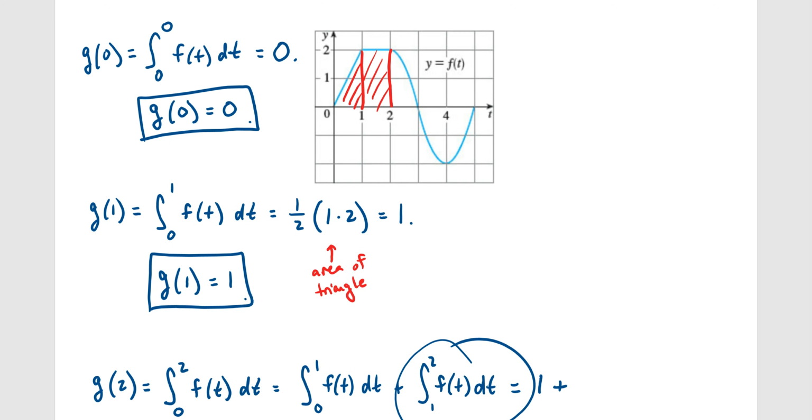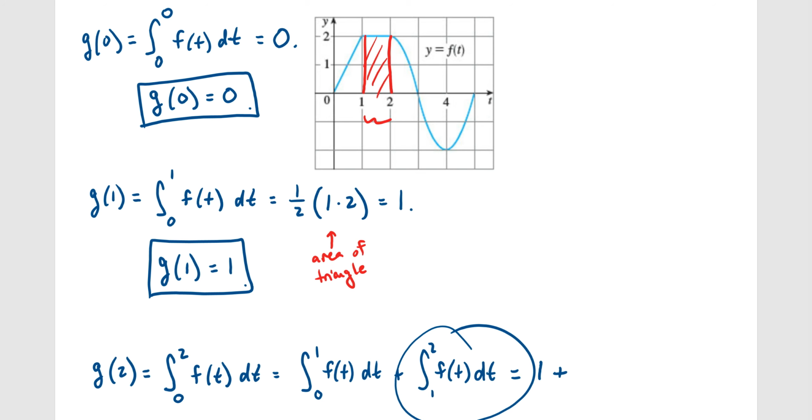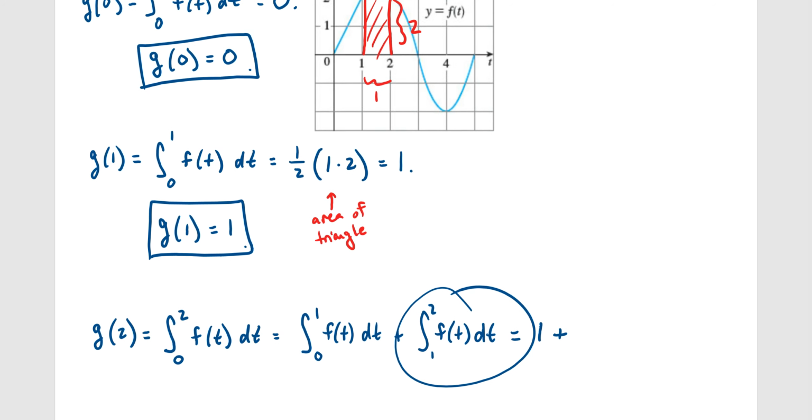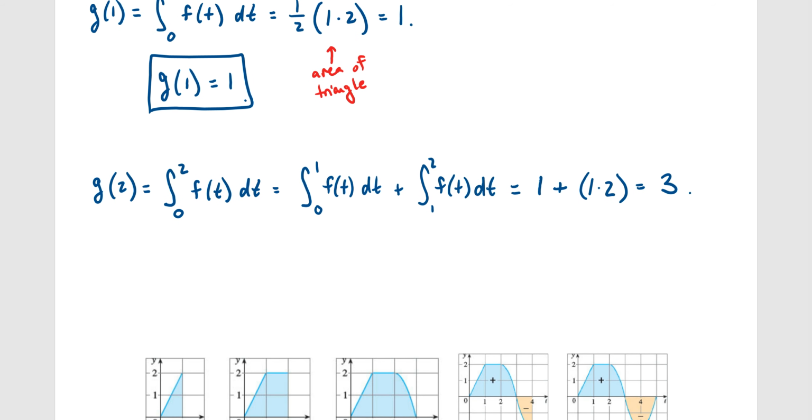That's just going to be the area of this rectangle here. So we know the area of a rectangle is just base times height. So the base is 1. The height is 2. So that's going to be 2 times 1, or 1 times 2. And that gives us 1 plus 2, so 3. And that gives us g of 2 equals 3.